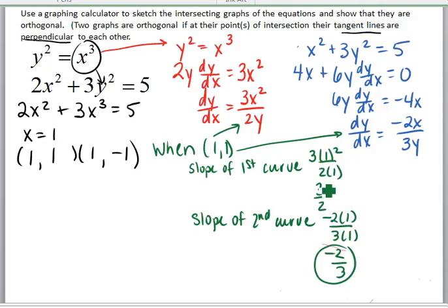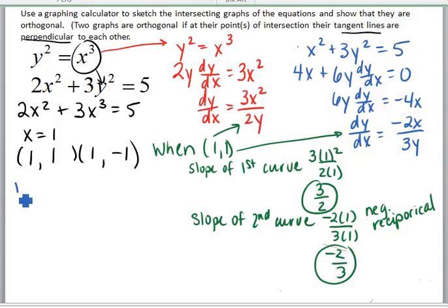Notice how these two slopes are negative reciprocals of each other. They are negative reciprocals of each other. And I can now say that these are orthogonal at (1, 1). We only need to check then at (1, negative 1).